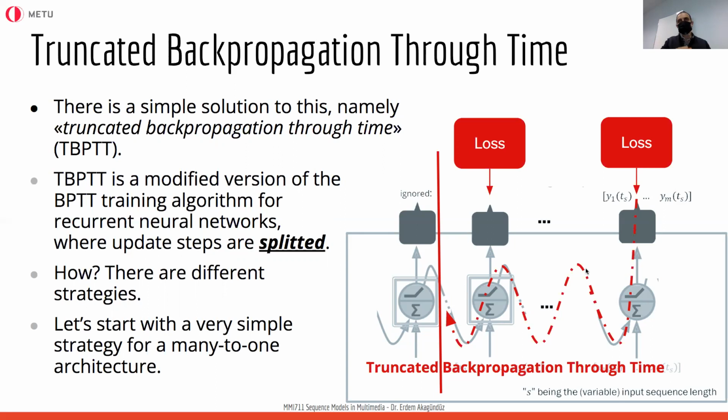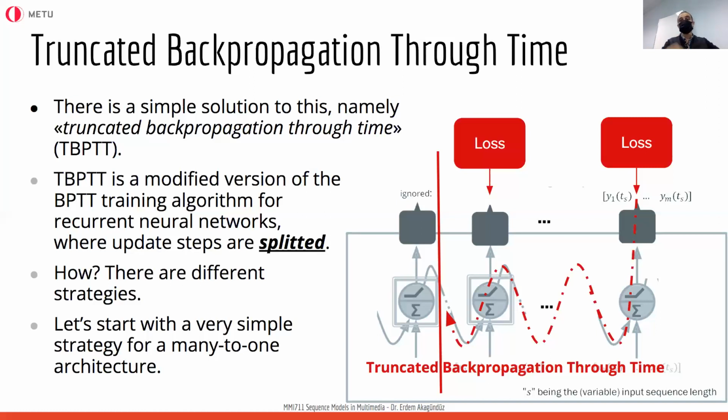Well, this will help me because I know that as long as the sequence gets larger, I'm experiencing problems. This is called the truncated backpropagation through time. As the name implies, you are truncating the input sequence and creating some subsequences. So truncated backpropagation through time is a modified version of the backpropagation through time algorithm for recurrent neural networks, where the update steps are split, truncated.